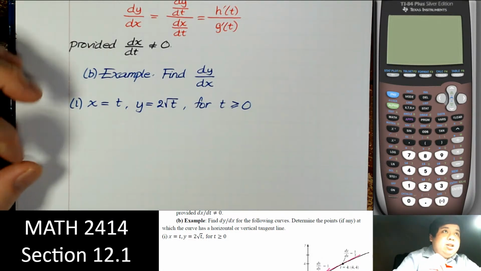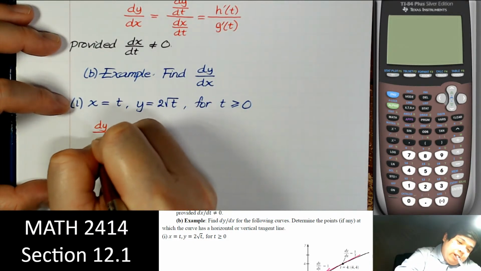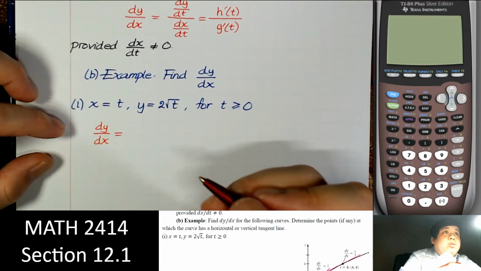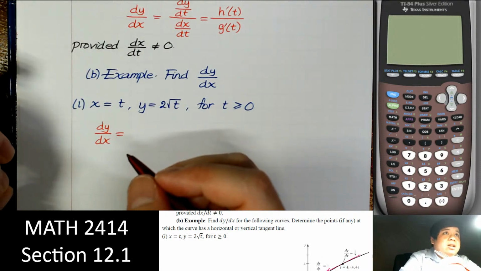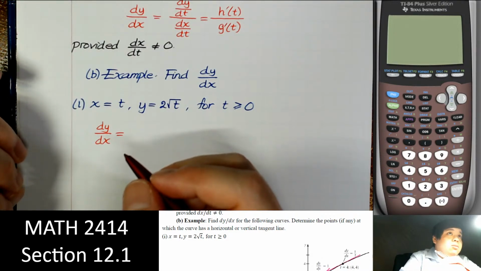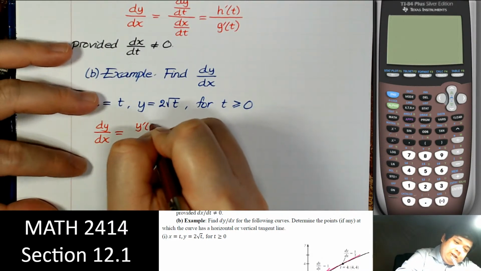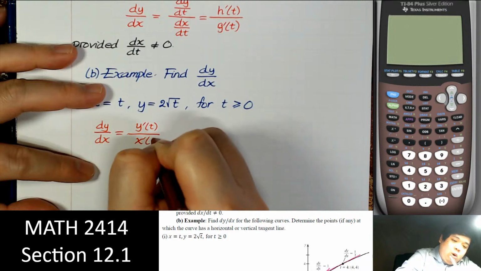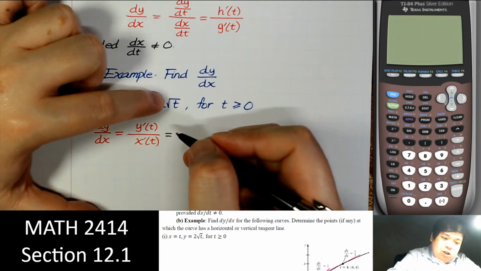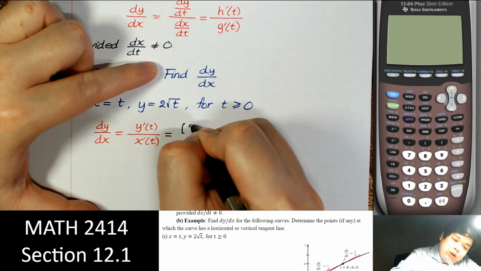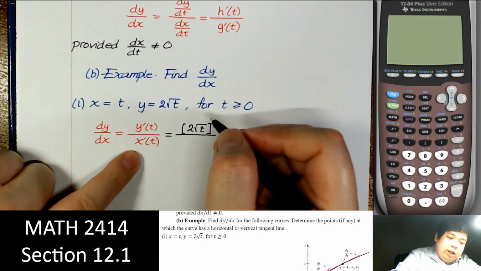So find the derivative dy over dx, which is pretty much the derivative of y over the derivative of x. So the function y is 2 square root of t. We're going to take the derivative of that over the derivative of x.